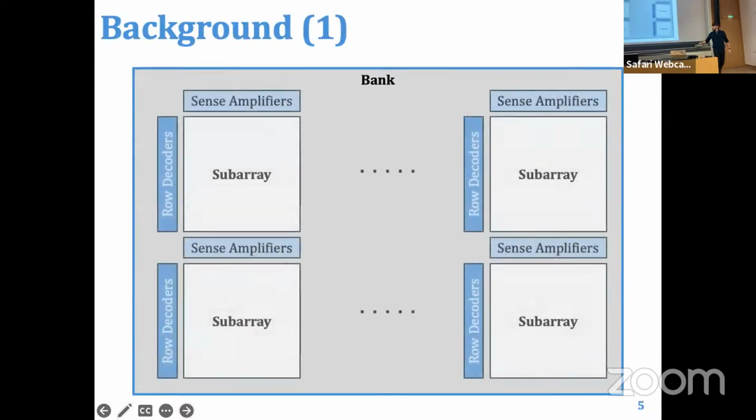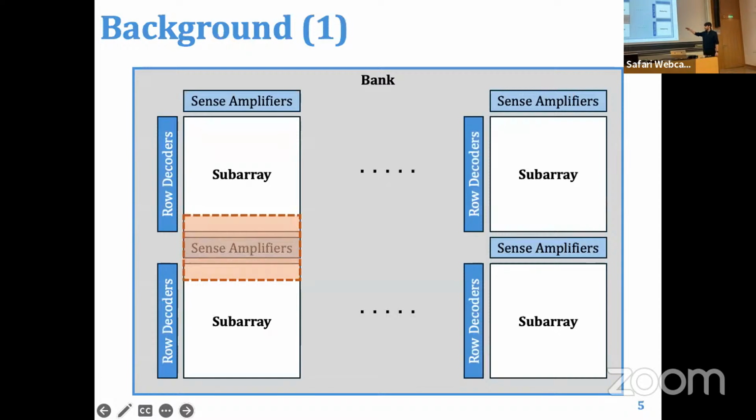And this is the bank. We have a lot of subarrays and a lot of sense amplifiers, and each subarray has its own local row decoder. Specifically, this paper focuses on this region, the orange region, which is the array of the sense amplifiers that is between two neighboring subarrays.